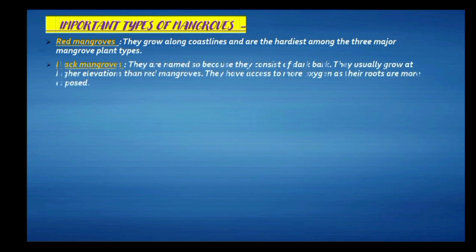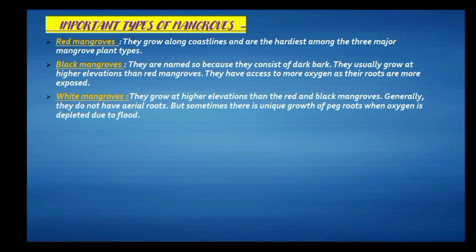Next, we move on to the next topic, that is the important types of mangroves. Now here we discuss the three major types of mangroves, that is red, black, and white. The very first is red mangroves. They grow along coastlines and are the hardiest among the three major mangrove plant types.